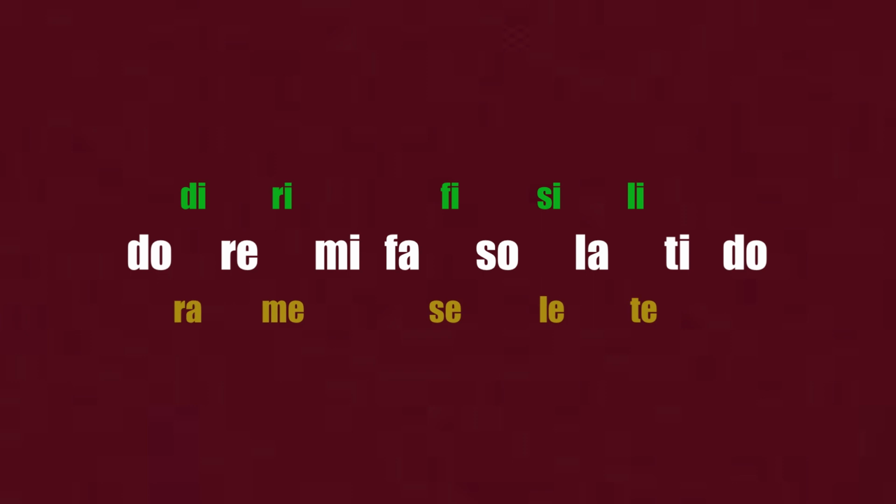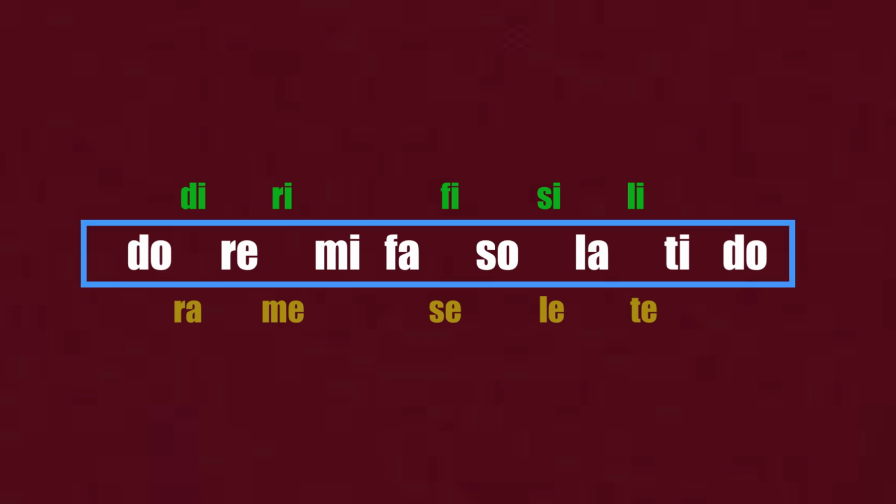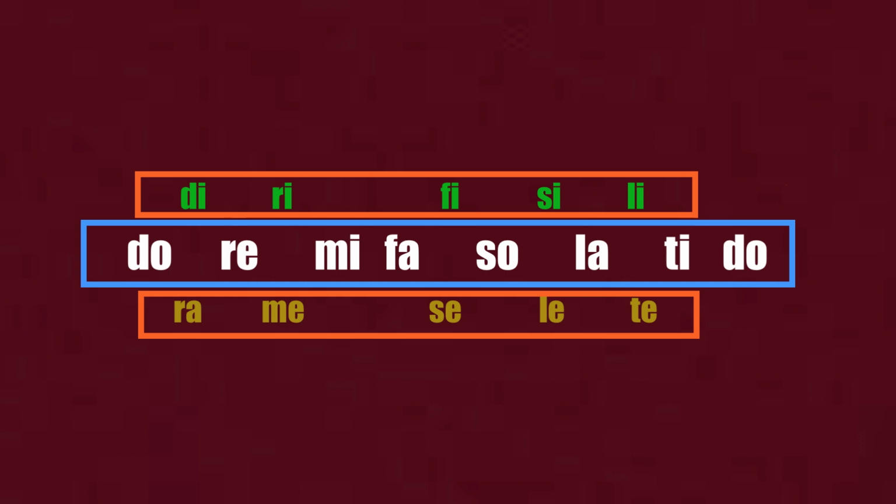So altogether again, we have the 7 normal notes and the 5 abnormal or unusual notes. Okay. So let's get used to the sound right now. We are going to do a chromatic scale exercise. Are you ready? Let's go.